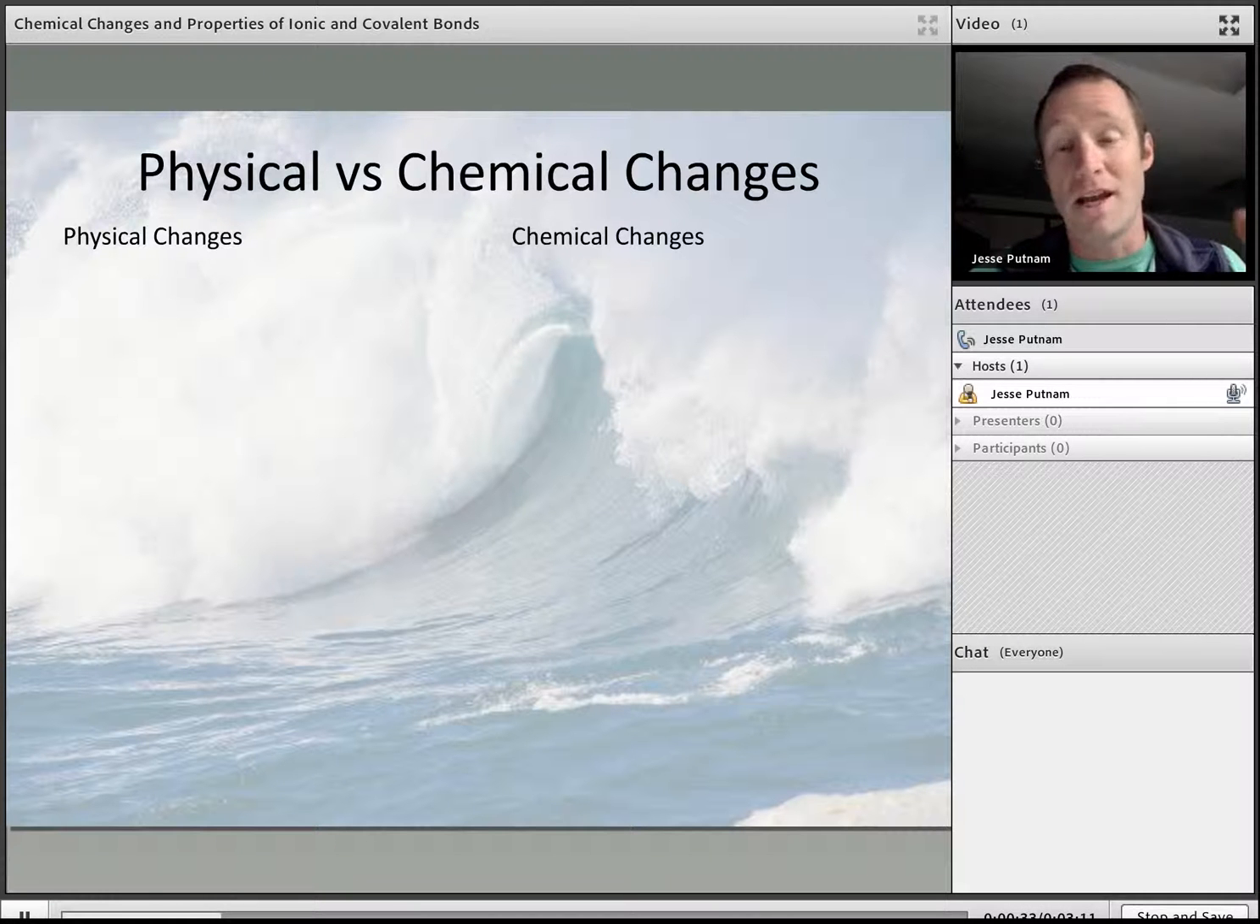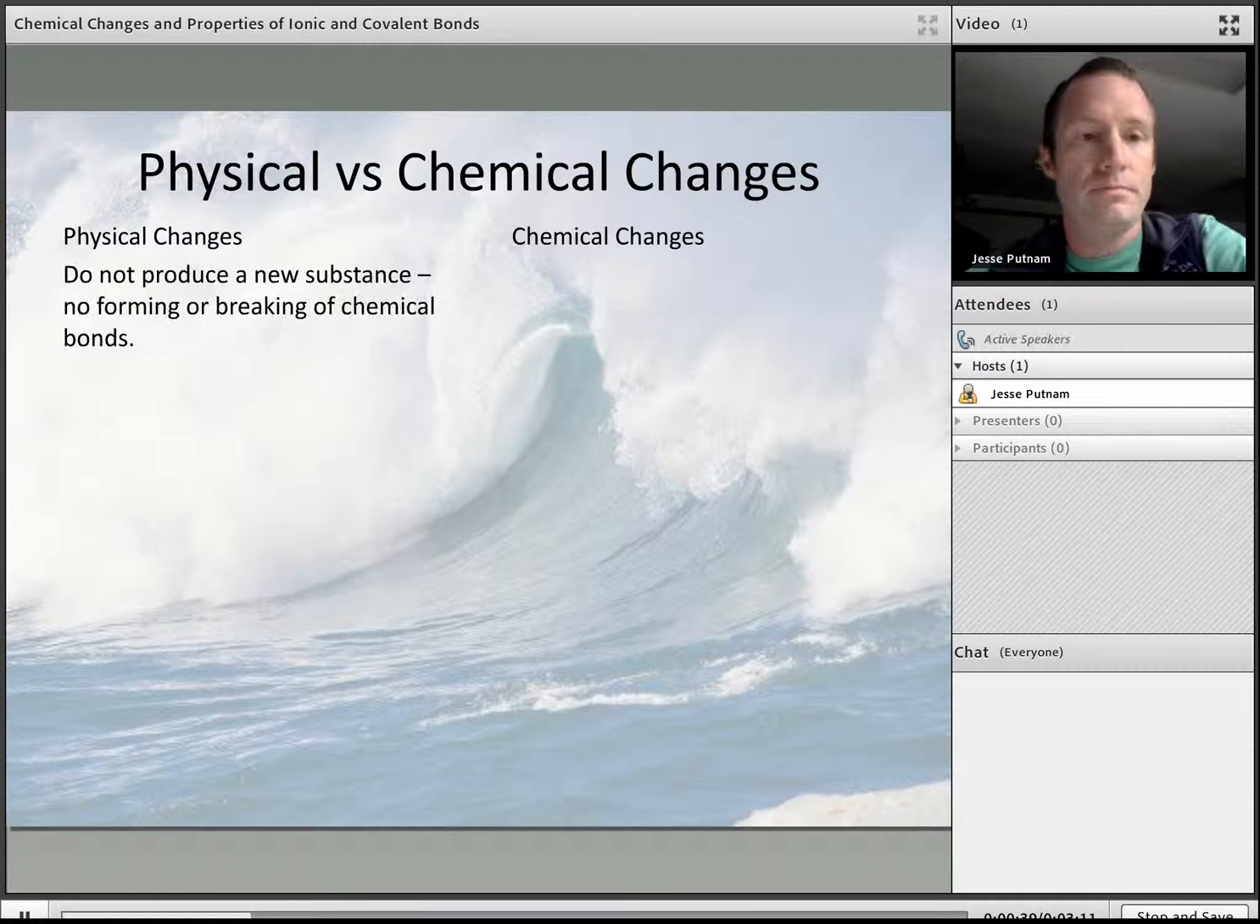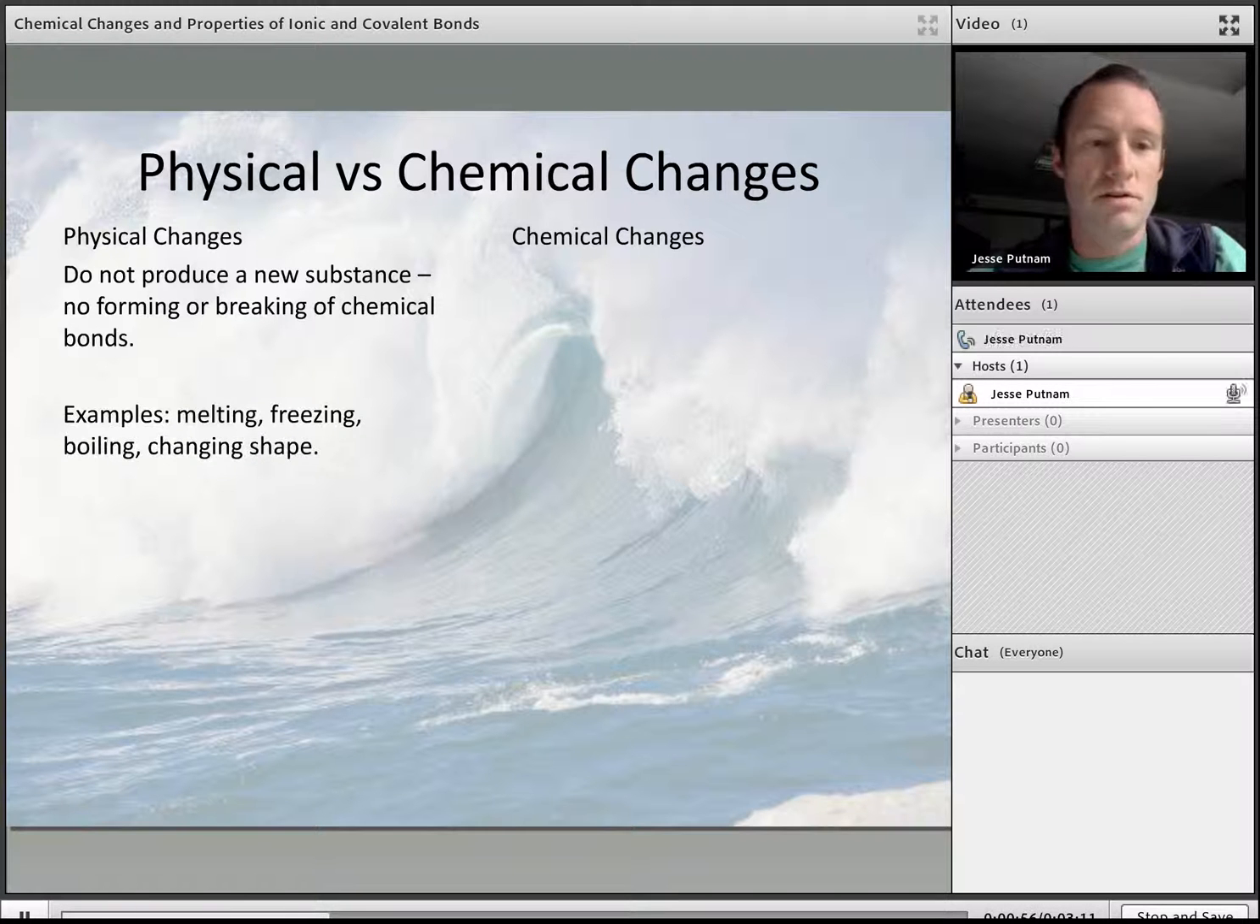They don't actually change bonds, they don't break or form new chemical bonds. So, like I just said, physical changes do not produce a new substance. They do not form or break chemical bonds. So you're still dealing with the same substance, but there are changes that occur that sometimes fool us or might look like chemical changes. Some of the common ones are melting, freezing, or boiling.